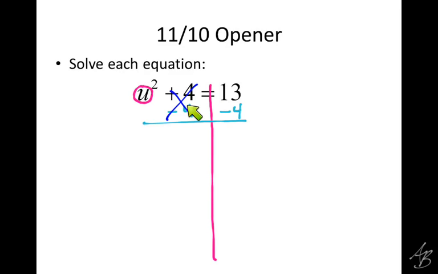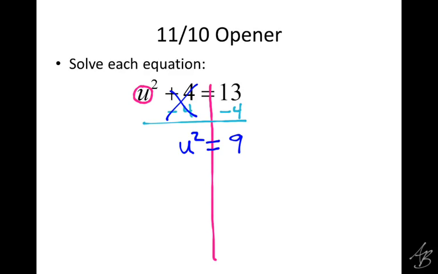Okay, when the 4's cancel here, what's left over here on the left side? U squared. So we just bring that u squared down. And then on the right side, 13 minus 4 is 9. All right, so now we need to get rid of the square. How are we going to do that, Carl? Square root. Exactly. So the inverse of a square is a square root.